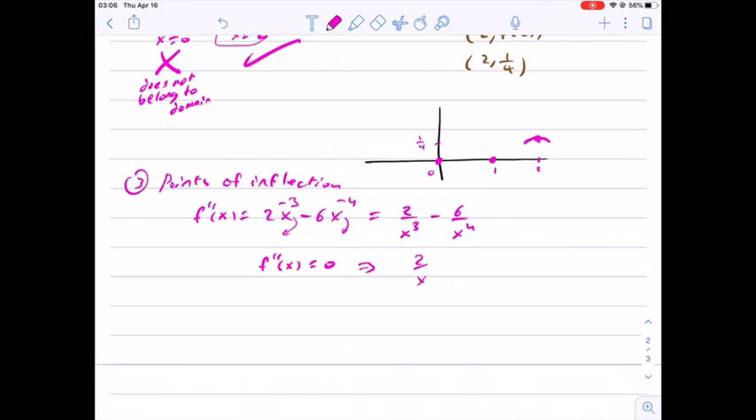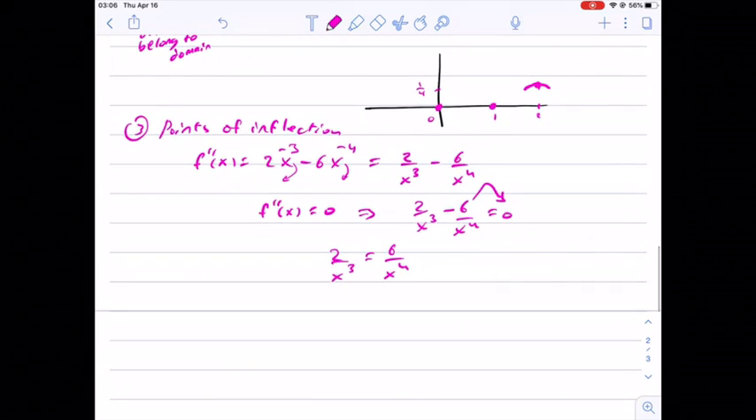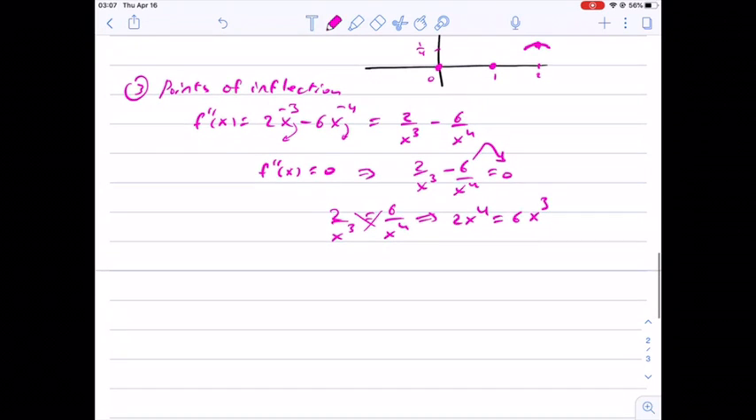Now we set this equal to 0 in order to find points of inflection. So 2 over x cubed minus 6 over x to the 4th equals 0. And then bring this to the right hand side. You get 2 over x cubed equals 6 over x to the 4th. So let's cross multiply these. 2x to the 4th equals 6x cubed. And then we can divide by x cubed. Why? Because x cannot be 0.